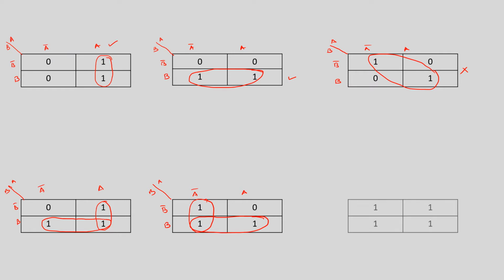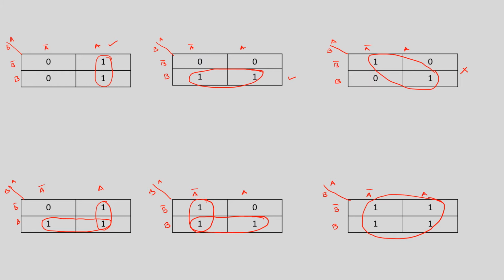And see the last combination. Here your K-map is filled with all ones. So this is A bar, A, this is B bar, B. So here four ones are next to one another, so we can form a quad out of it.